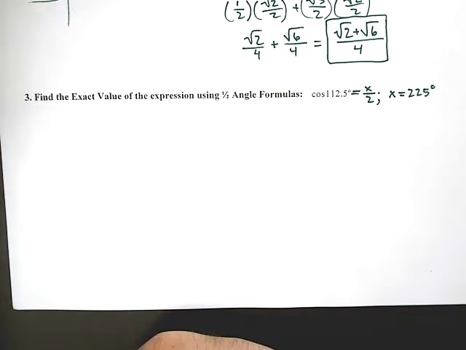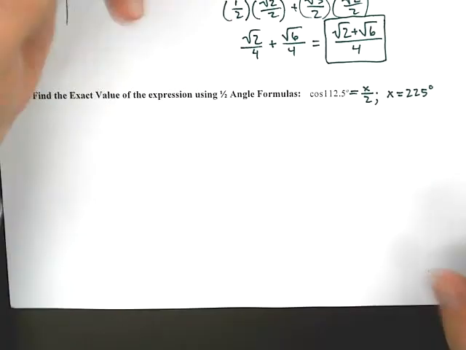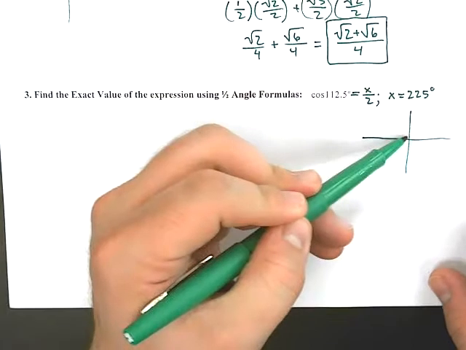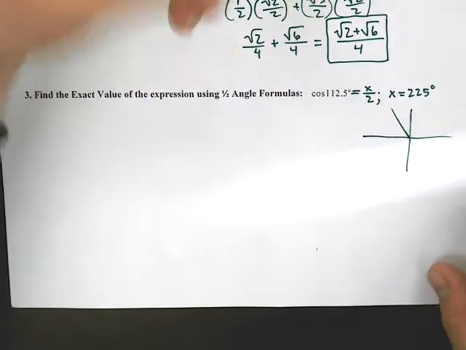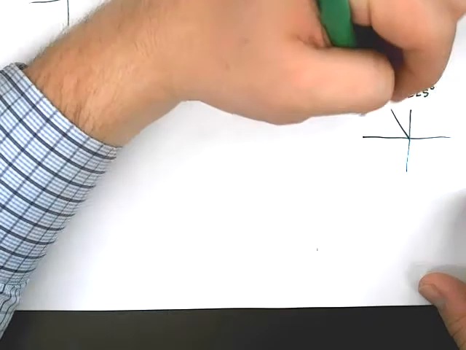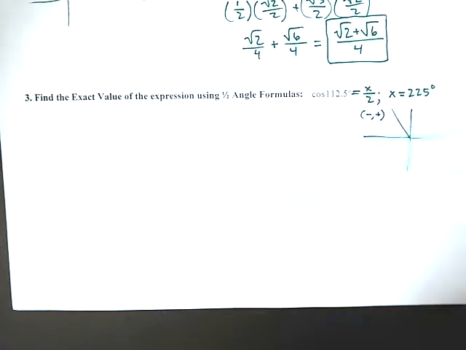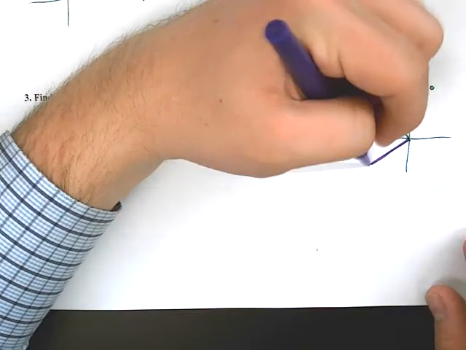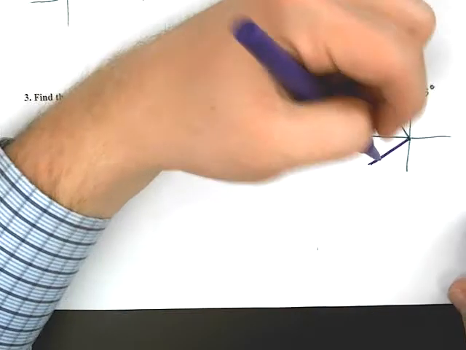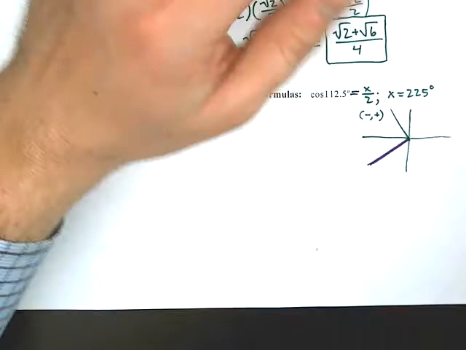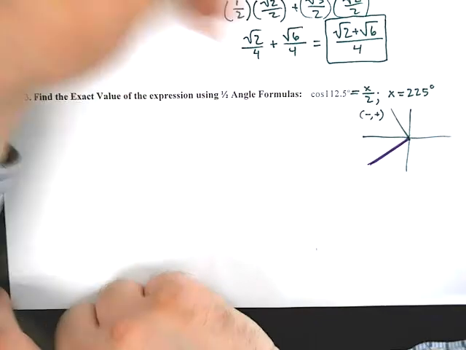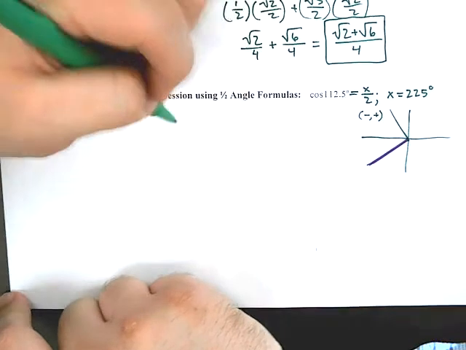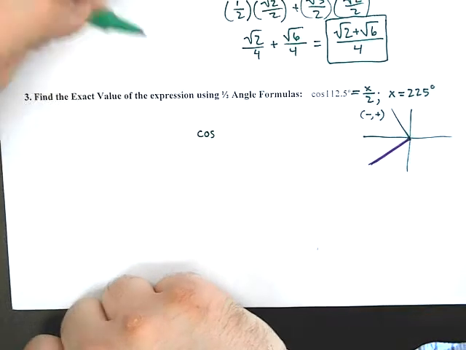Now, a couple of things. We know that the half angle, 112.5, is somewhere right here in quadrant 2. So we know that that would be a negative positive. That's important. It's not a bad idea to sketch 225 just so we know what we're working with. So now I know that the angle I'm trying to find is in quadrant 2. So this is where we need to remember our half angle formulas.